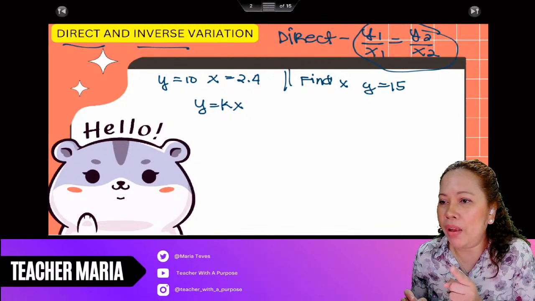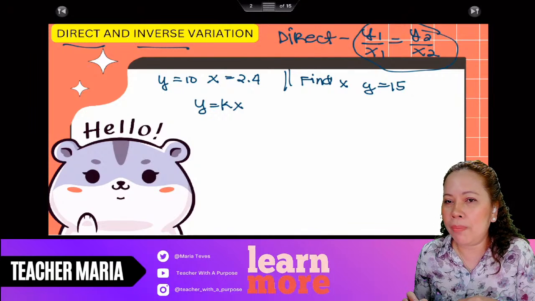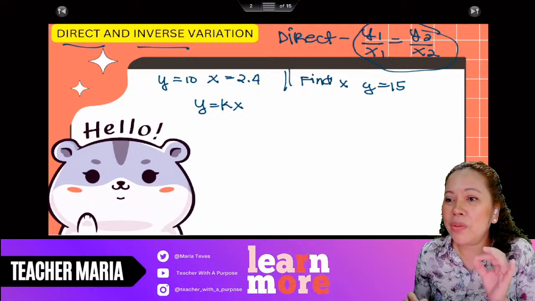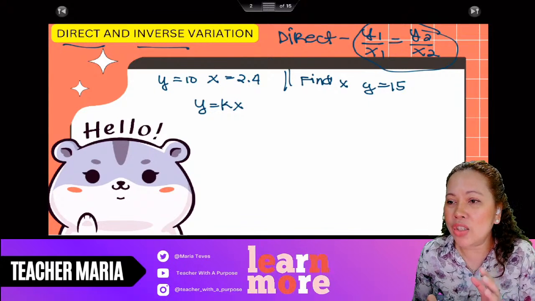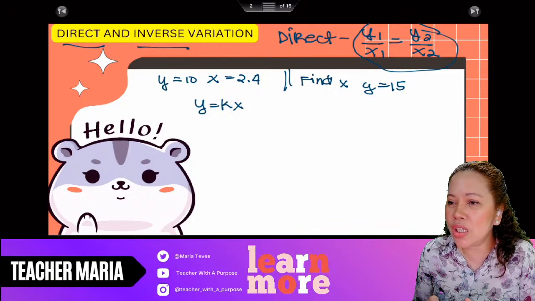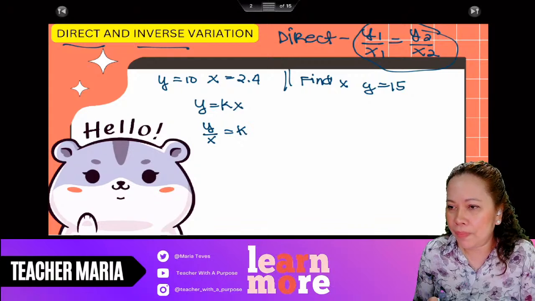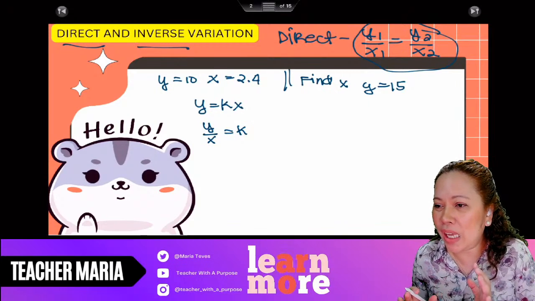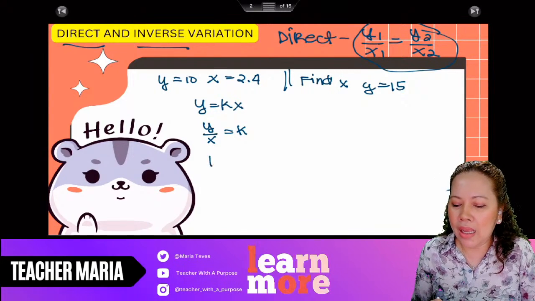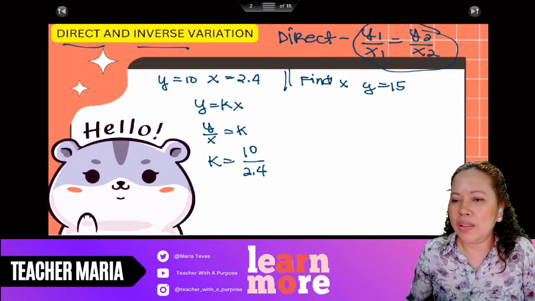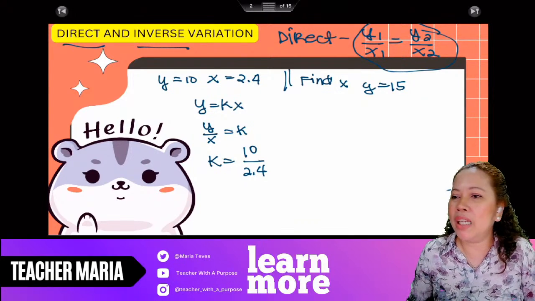So the first step, if you will be using this relationship, is to find the scale factor, the ratio, how it increases. So k is to be solved. So you just need to rearrange this. This will be y over x equals k. Okay? So, hanapin mo muna yung k mo. So, that will be k equals 10 divided by 2.4. Okay? So, what is 10 divided by 2.4?